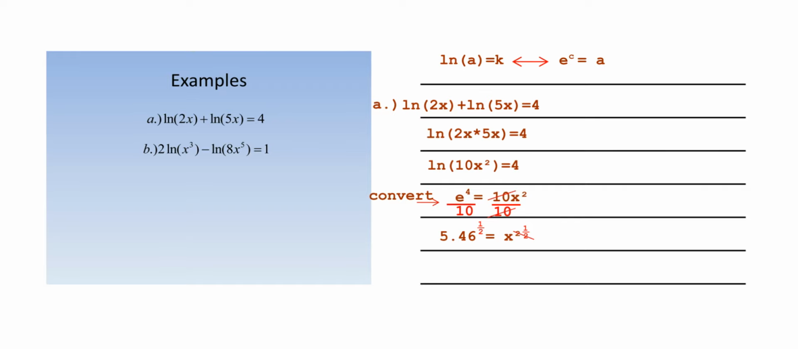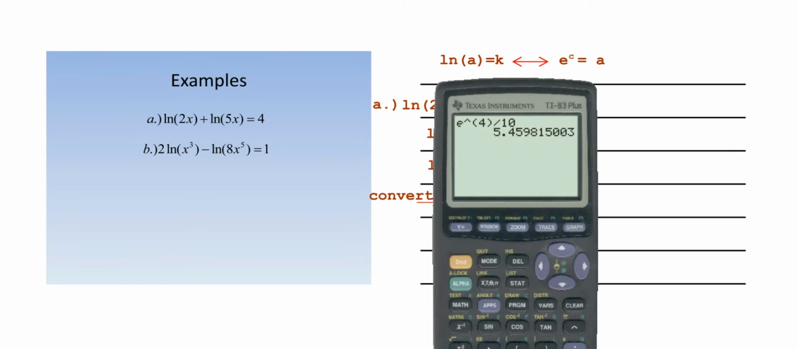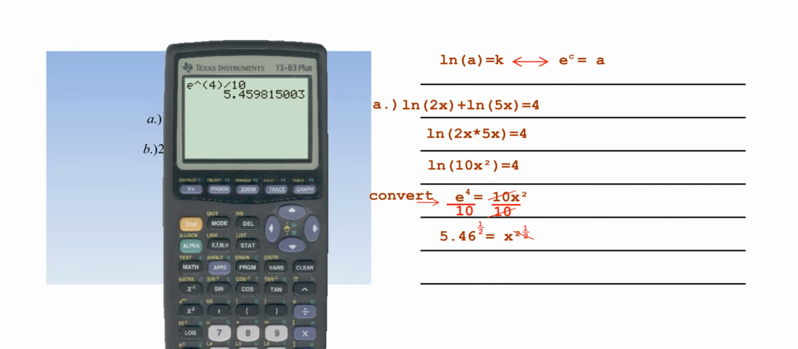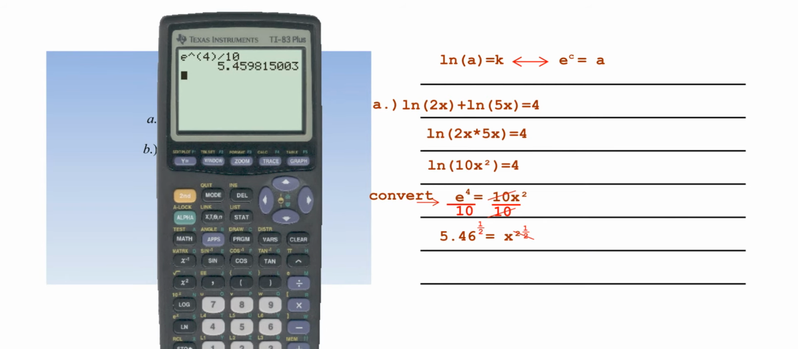And that's how they cancel out. Alright, so 5.46 to the 1/2. So we previously entered that in a calculator, right? Or at least the e to the 4th divided by 10. So we have the answer still on our calculator.